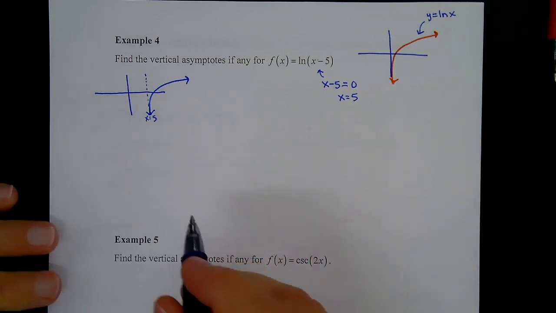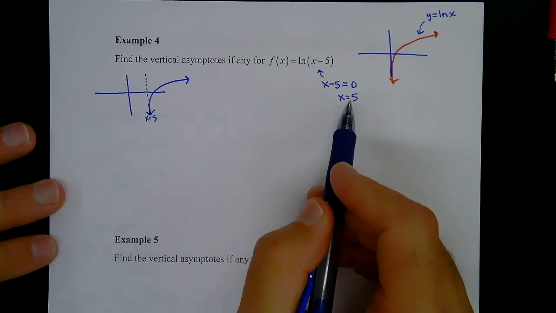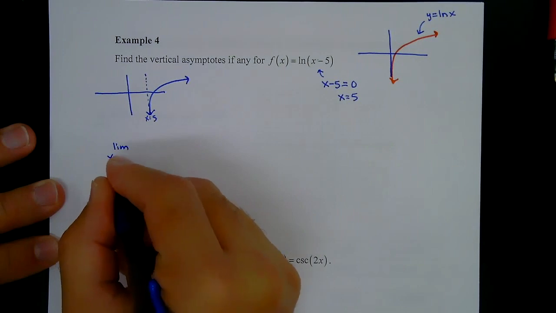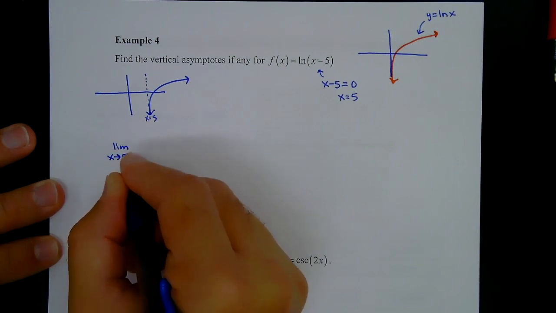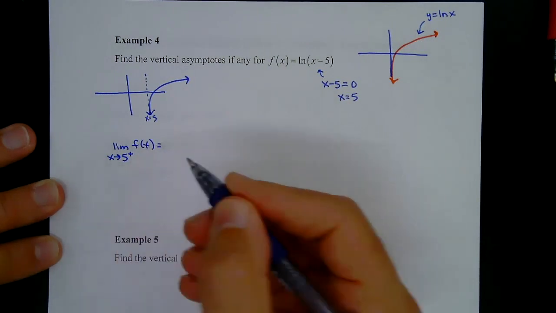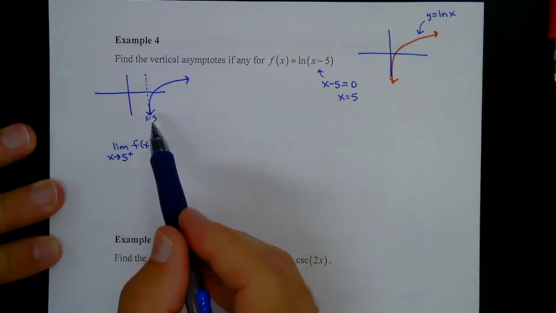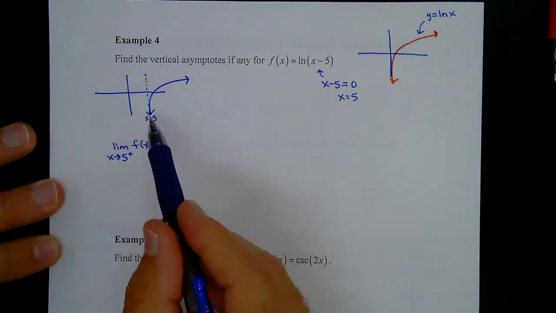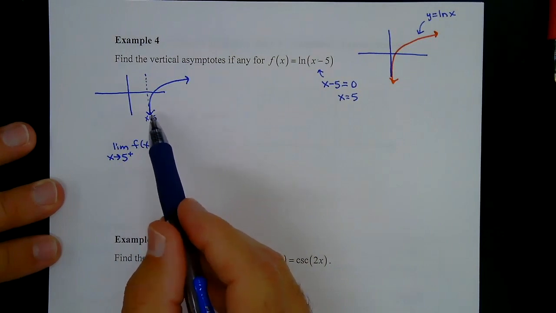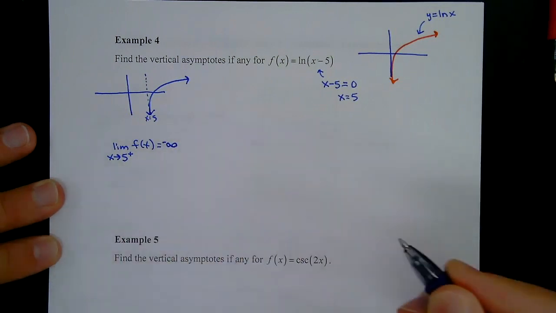So what we need to do, because we know that there's one at x equals 5, is these two limit statements. The limit as x approaches 5 from the right of f of x. Based on knowing the shape of this graph, as x is approaching 5 from the right, not using number sense, just knowing the graph and the parent function, this is going to go down. So this is going to be equal to negative infinity.